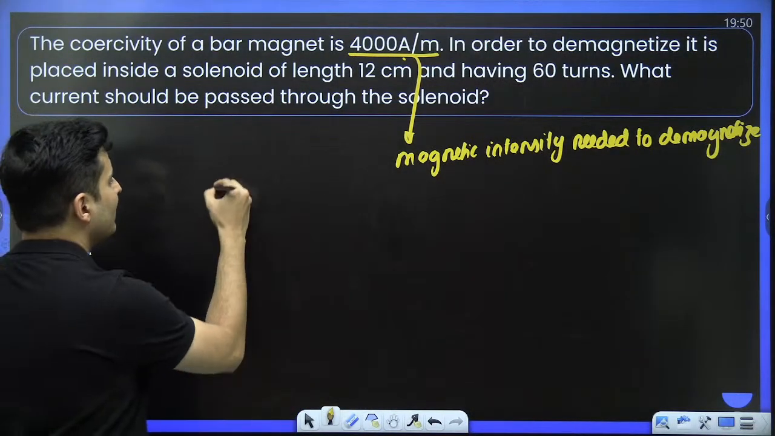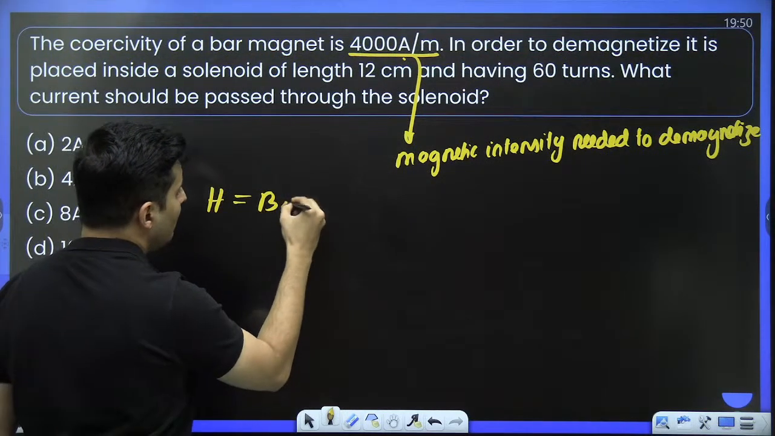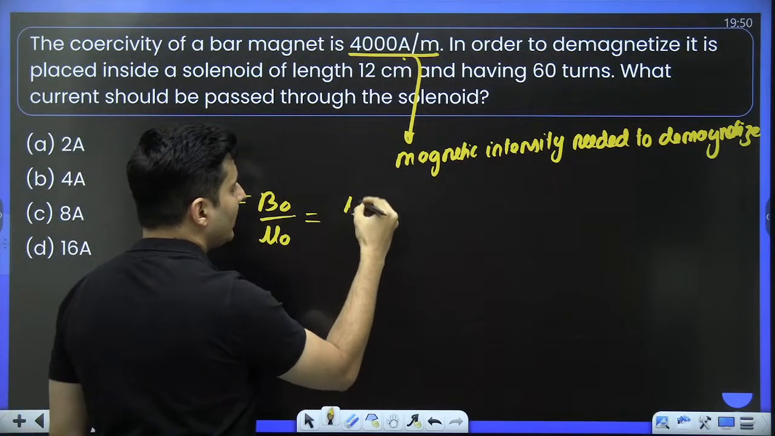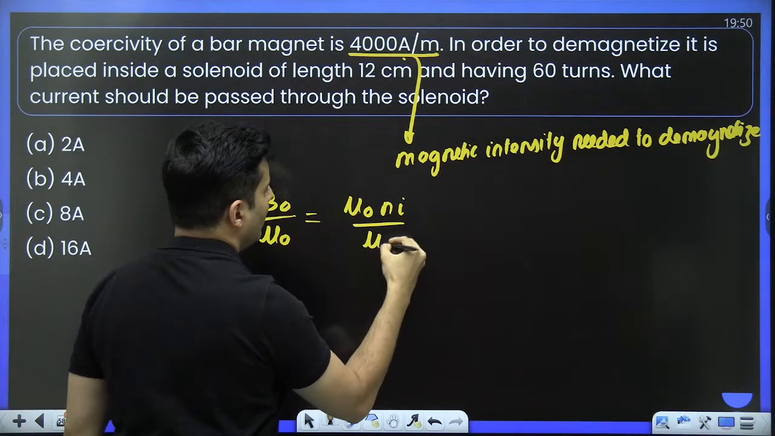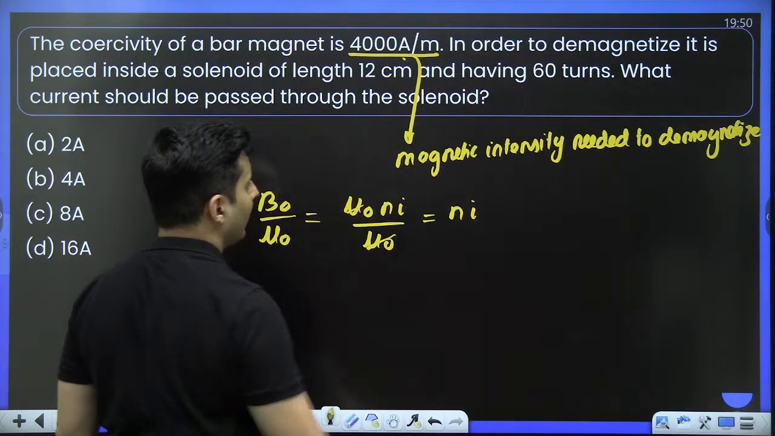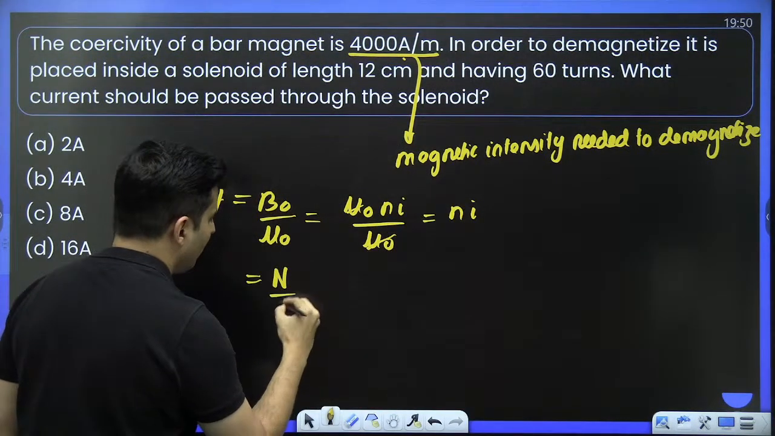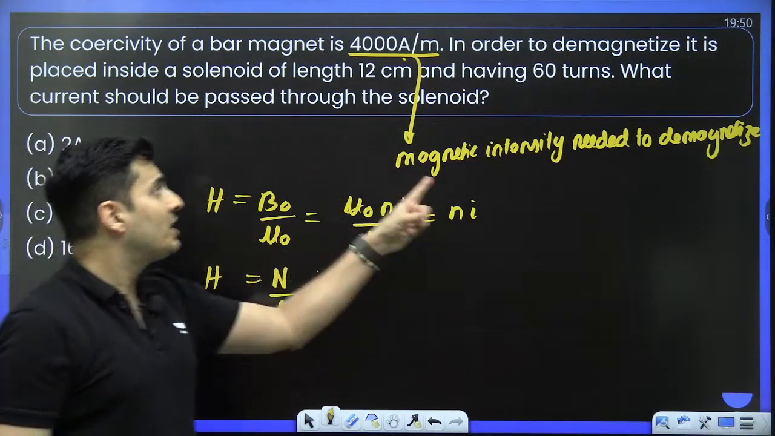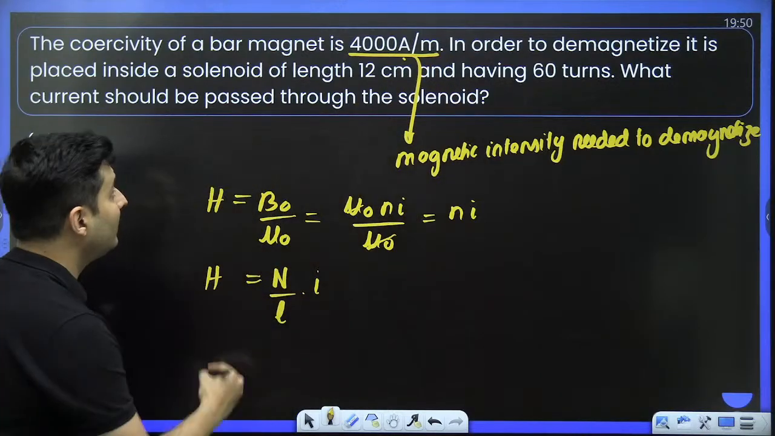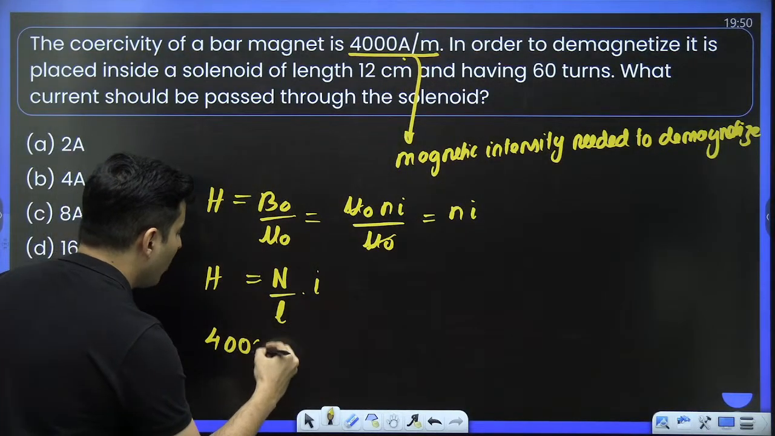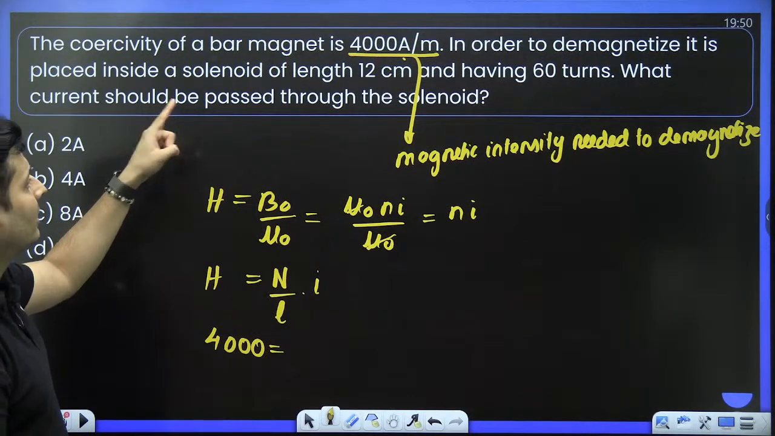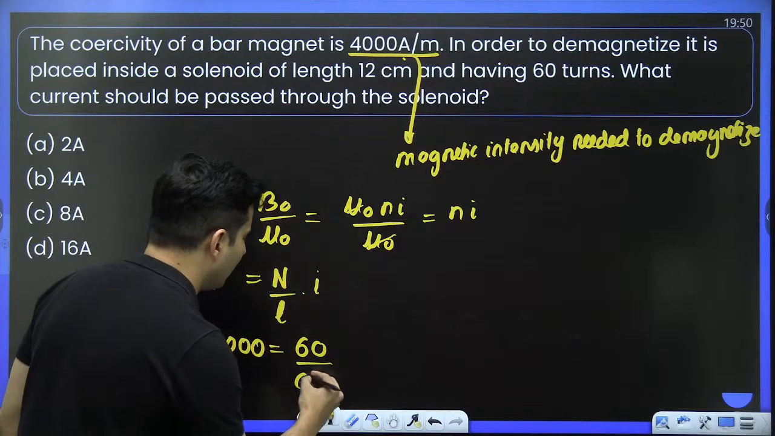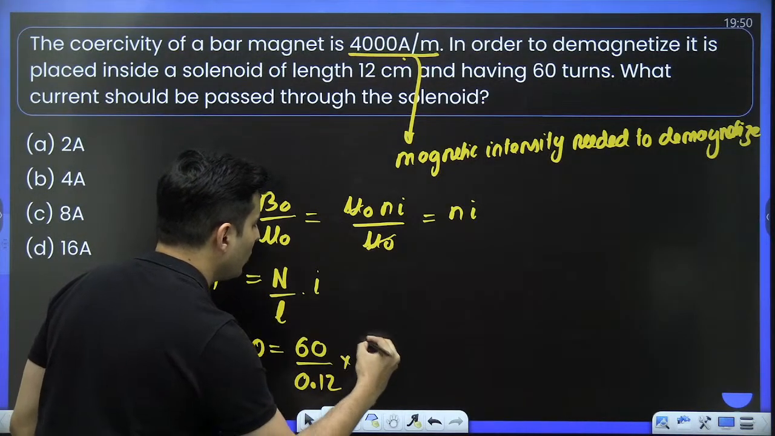We all know what's the formula for H. H is nothing but B naught by mu naught. For a solenoid, B naught is mu naught Ni divided by mu naught. Mu naught cancels, it will become Ni. So it will be number of turns per unit length into the current. That is basically your H. Now this H is already given to you. How much is it given? It is given as 4000. Is number of turns given? Yes, 60. Is the length given? Yes, it is 12 centimeters. That means it is 0.12 meters into the current.